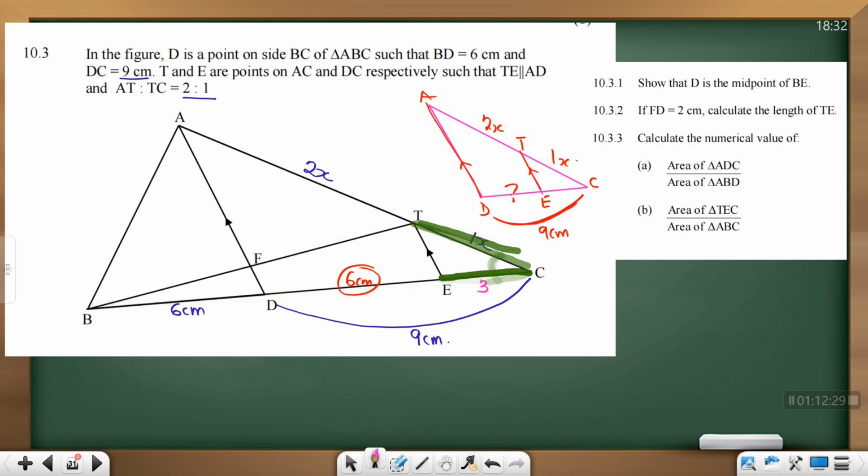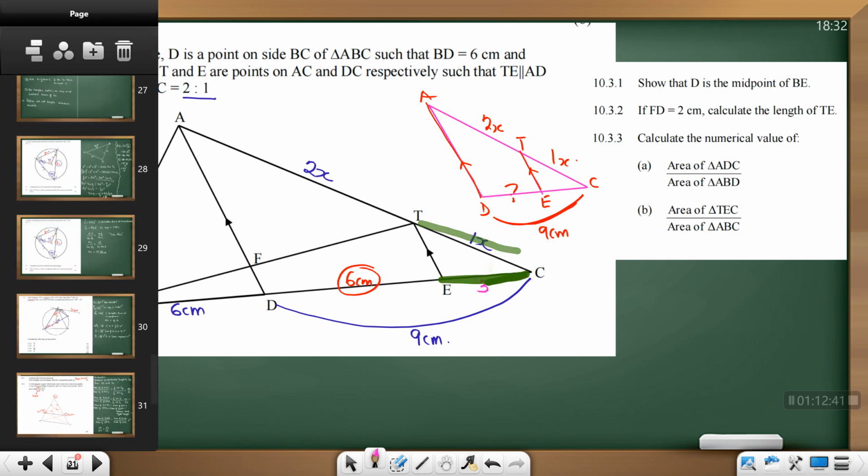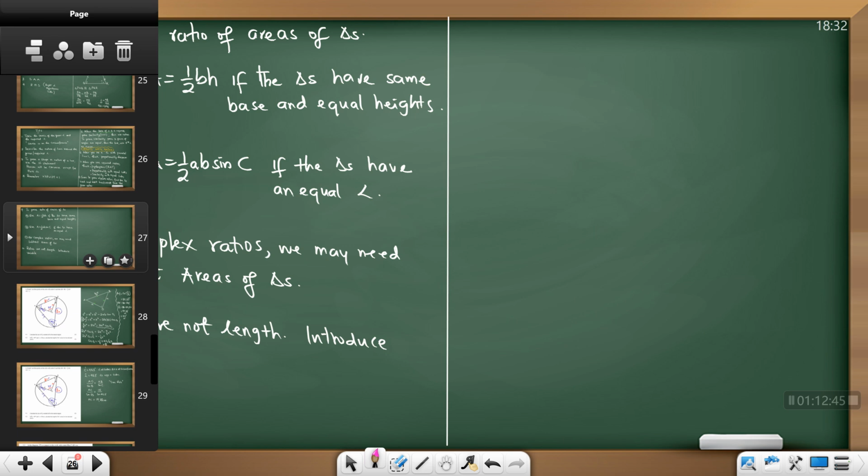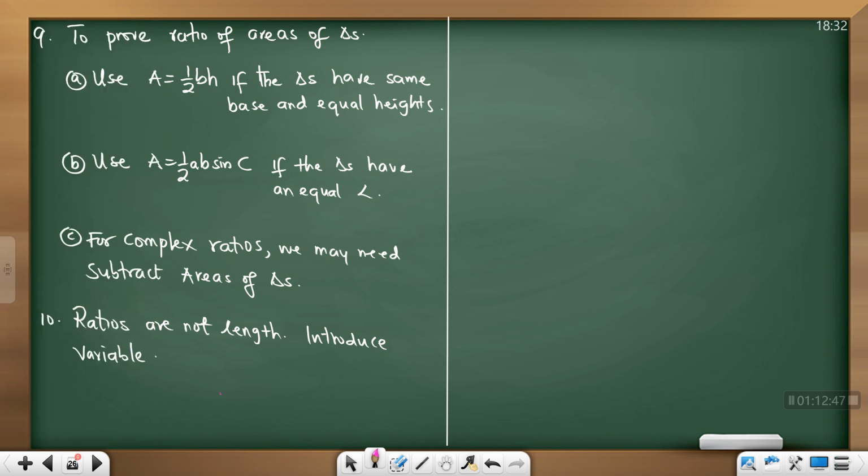Kwesi, where are you lost? When you included sines. It's trig, area rule. Go back to point 9. Go back to point 9. It's given in your notes. Look at point 9. Were you checking point 9? Okay, let's see. Use area equals half AB sine C.